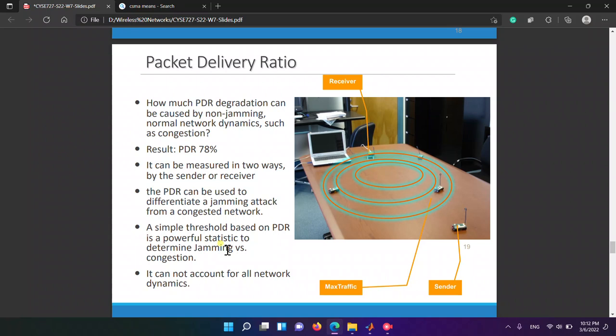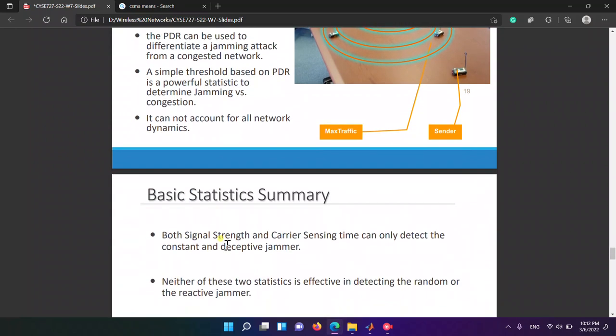It makes sense, because if I have a jammer, packets are not going to be delivered, but they're going to be sent, especially for the reactive jammer. There's a big difference between a congested network, where the packets will not be sent in the first place.